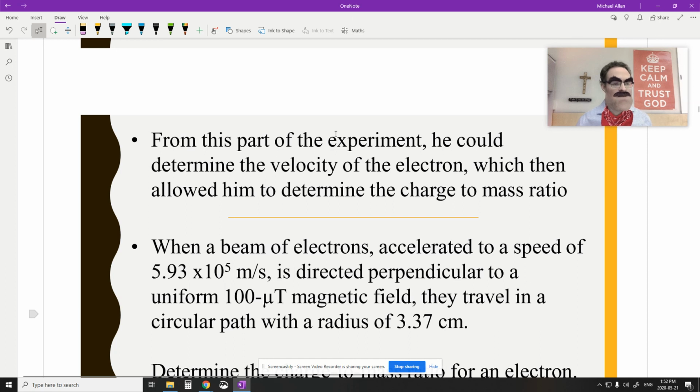Okay, so this helped them actually determine the charge to mass ratio of these particles, and that's what we're going to do in this next question in the next video.